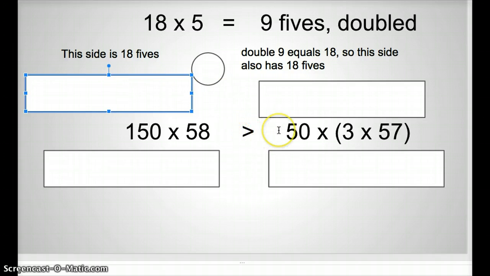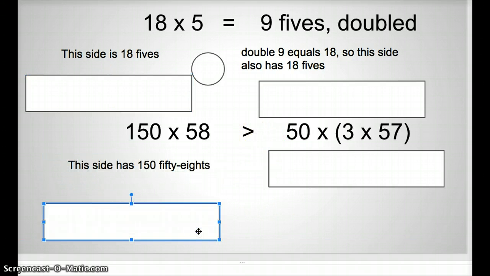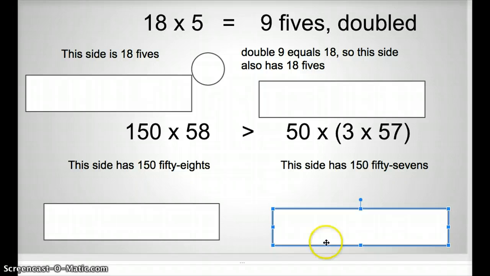Here we know it's greater than, but let's figure out why. Well, this side has 150 58s. This side has 150 57s. So if I have 150 57s, I have a little bit less than this, so the greater than sign should go over there. This side is greater than this side. I could also say just that this side has 150 57s, which is less than 150 58s. You could do it both ways, or you could say it on just one side.